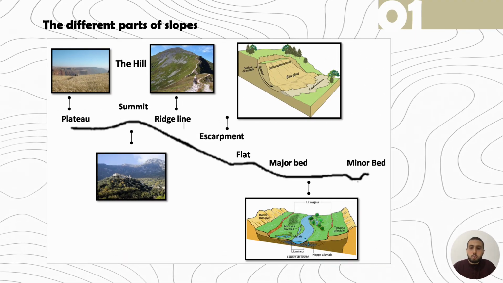The slope generally has two types, rising slopes and falling slopes. However, slope sites have different parts that differ with the position and the steepness level, such as the plateau, the summit, the hill, the ridge line, the escarpment, etc., as shown in the figure.